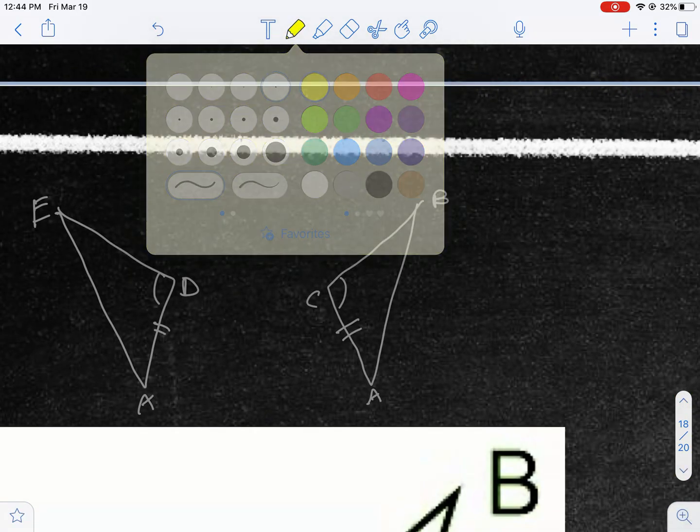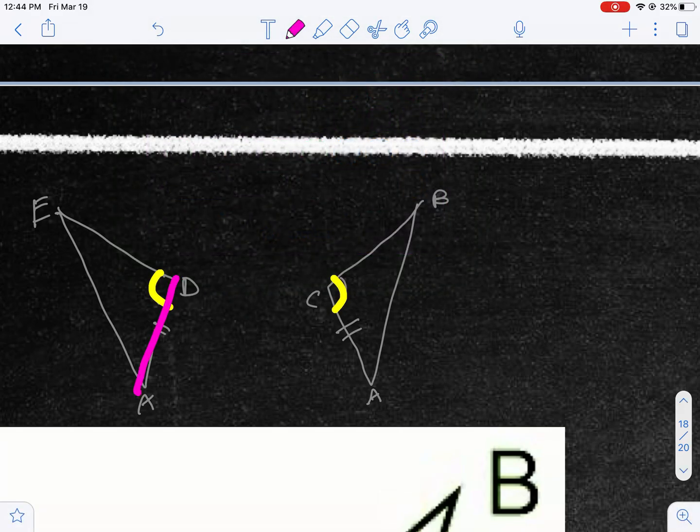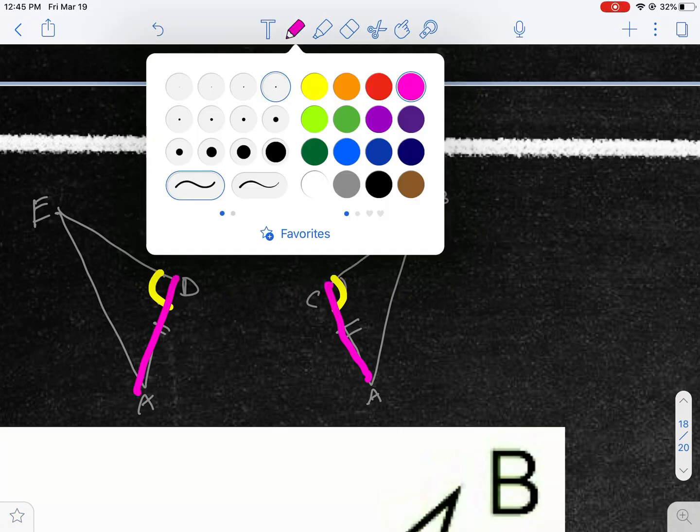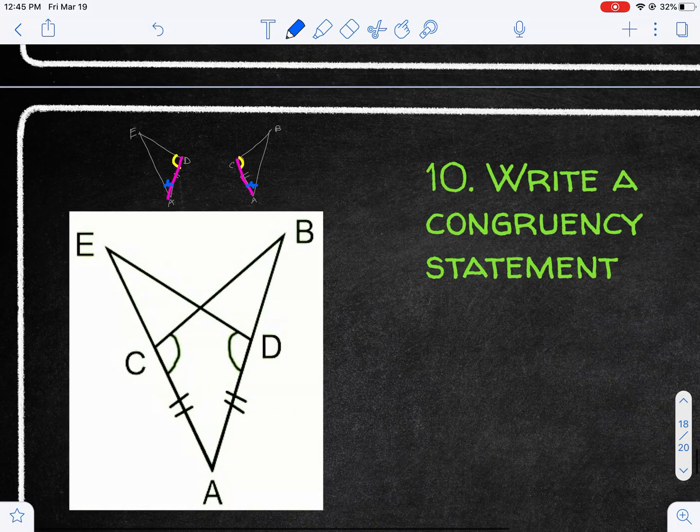All right, so I'm given right away D is congruent to C, and this side is congruent to this side, and then they both have angle A, and it's the exact same angle A. Right? It overlaps completely right here. So I've got angle, side, angle for this one.